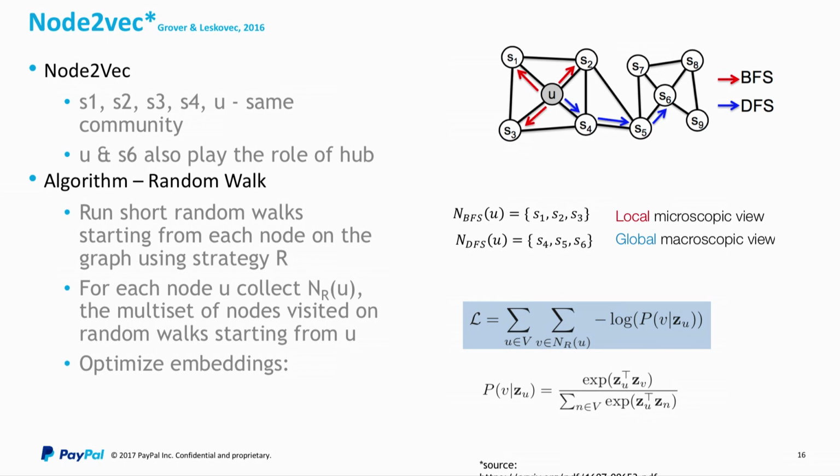In this case, u and s6 have a similar role, so after the optimization function, the representation learned for u and s6 should be very similar. That's the idea behind it.